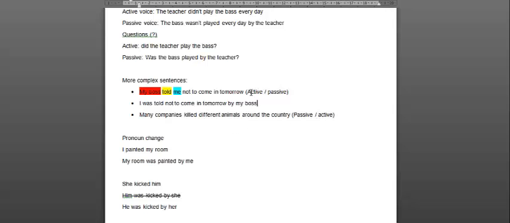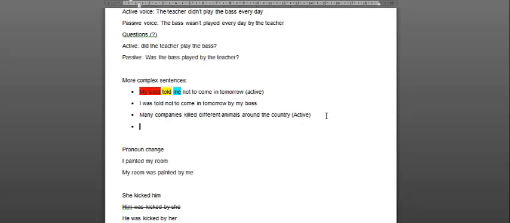Of course, this is active. The first sentence is active. So we say that this one is right. What about this one? Many companies kill different animals around the country. Is this passive or is this active? What do you think? Well, this is active, of course. So try to do it at home again.